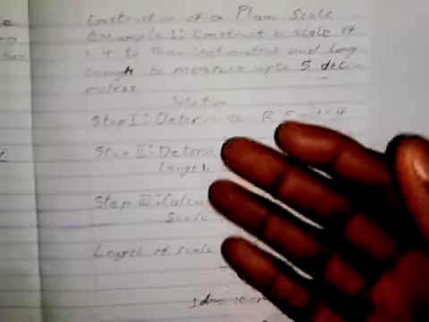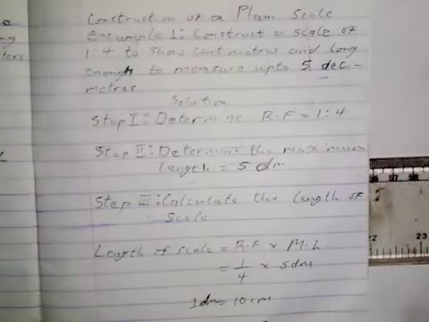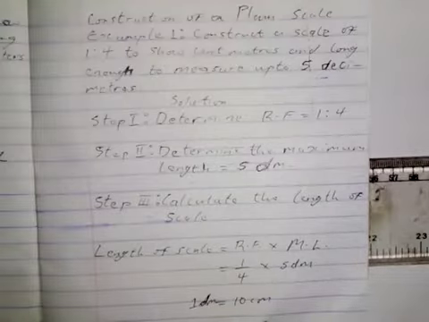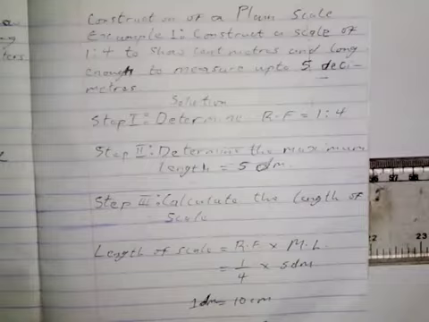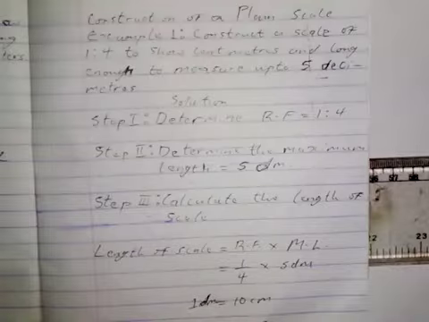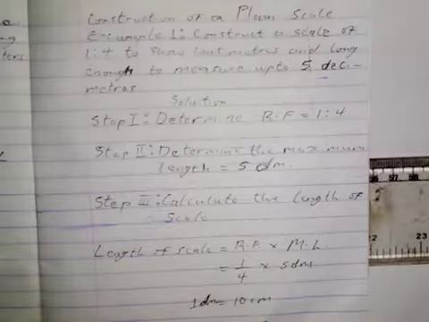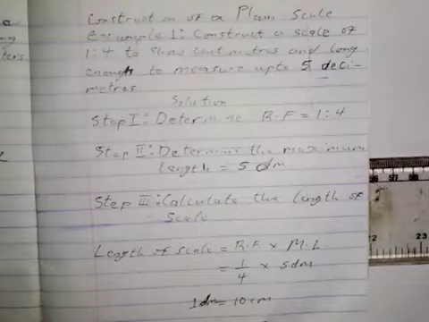So here I wrote the solution, and I have outlined the steps that we have to follow in solving this problem. Step 1 is that you need to determine the RF, which is the representative fraction. From the question, our representative fraction is 1:4, which is also the same as 1/4 in case you are given it in that form. The second thing we need to do is determine the maximum length, which is in the question: 5 decimeters.